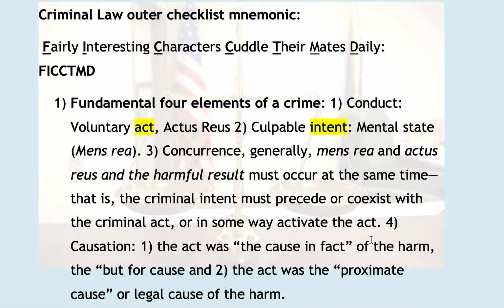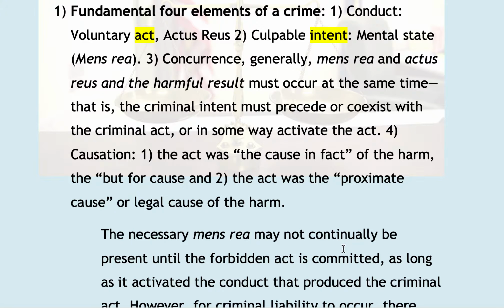concurrence. Generally, it has to be the state of mind and the act and the harmful results. So there's going to be 3 things in the concurrence generally. So the harmful result must occur at the same time as the criminal intent, or it's got to precede or coexist with the criminal act in some way activated, okay? So then you have to have causation. The act was in fact the cause of the harm, the but-for cause. The act was the proximate cause or the legal cause of the harm.